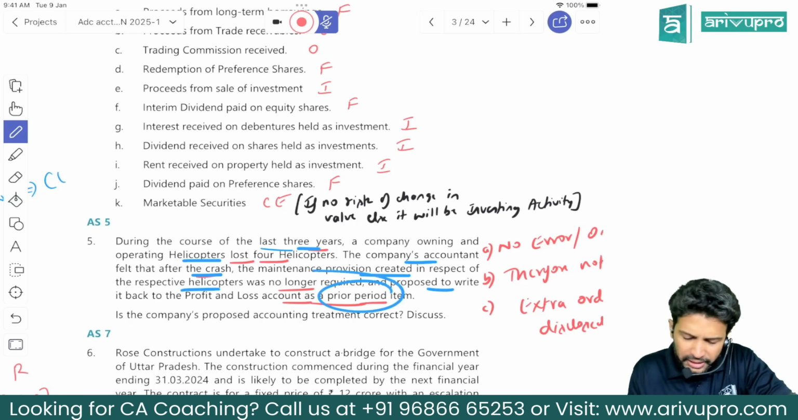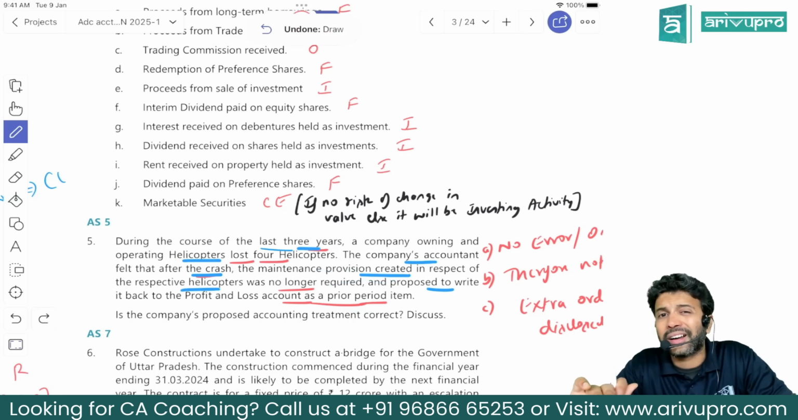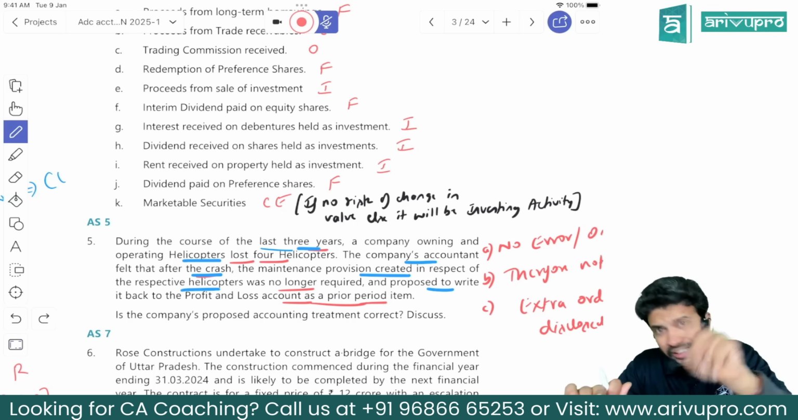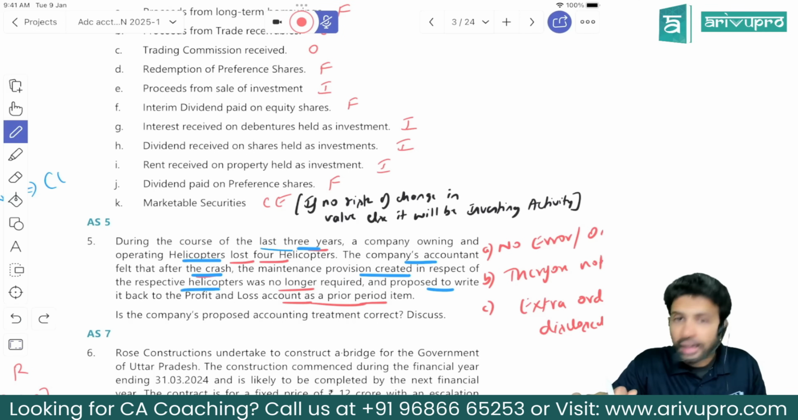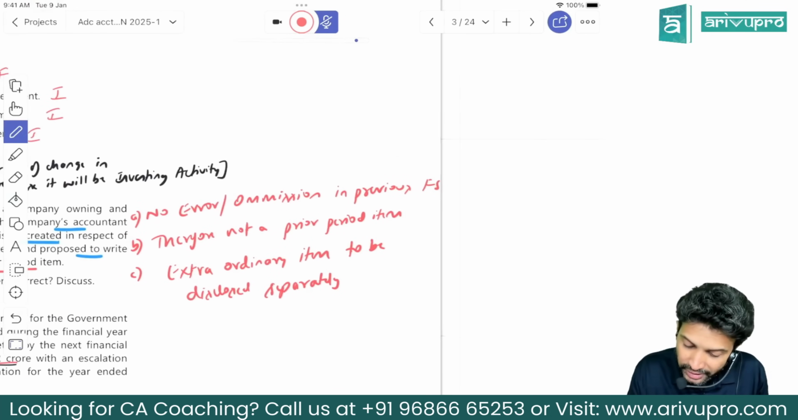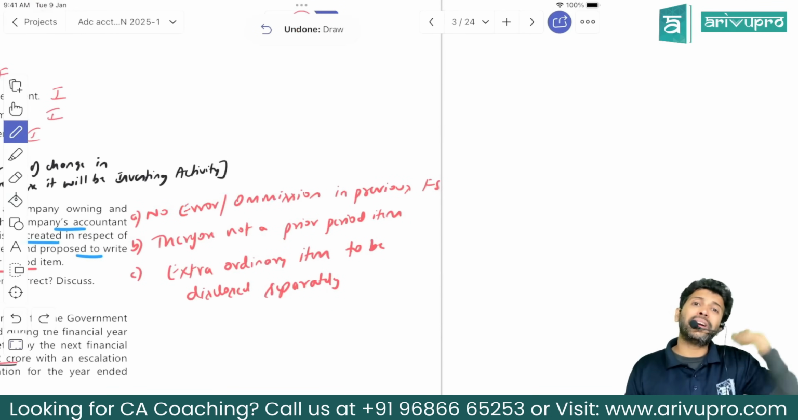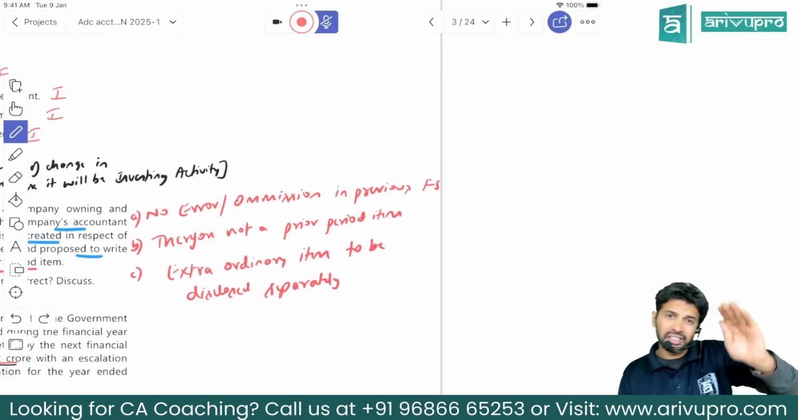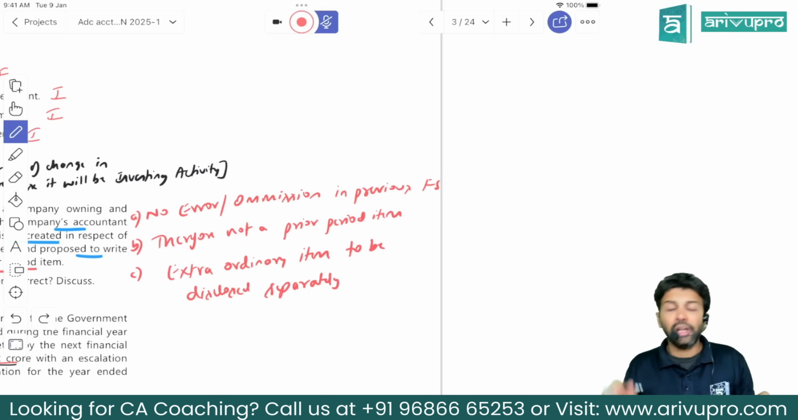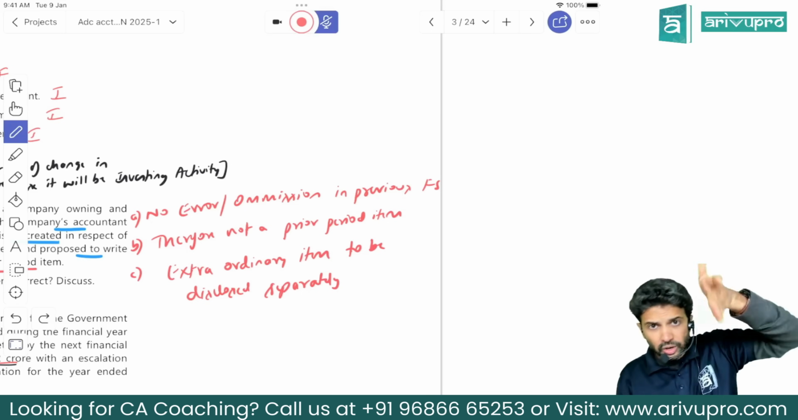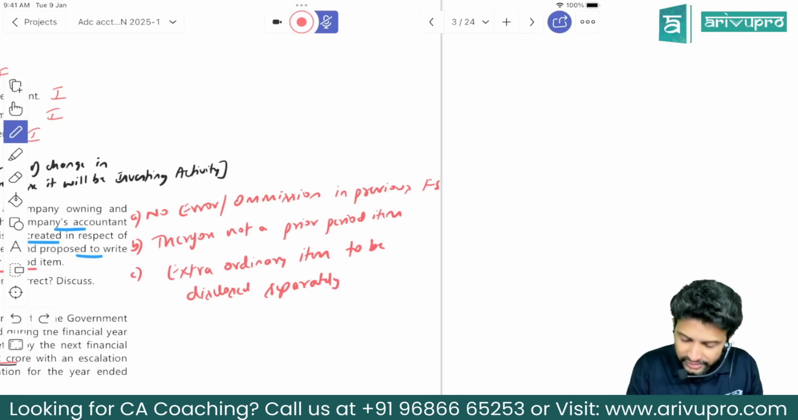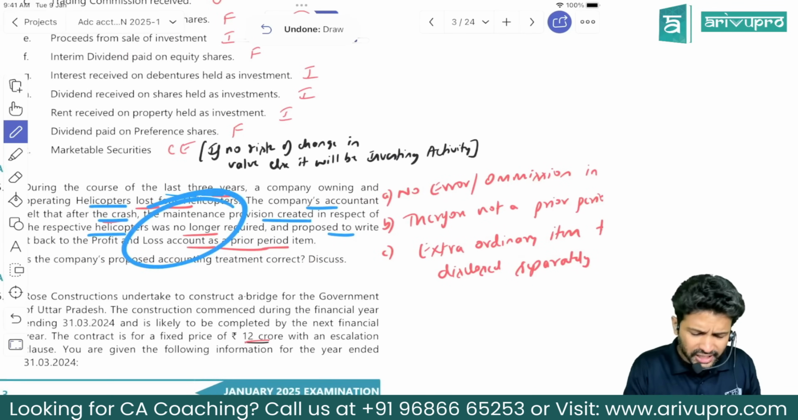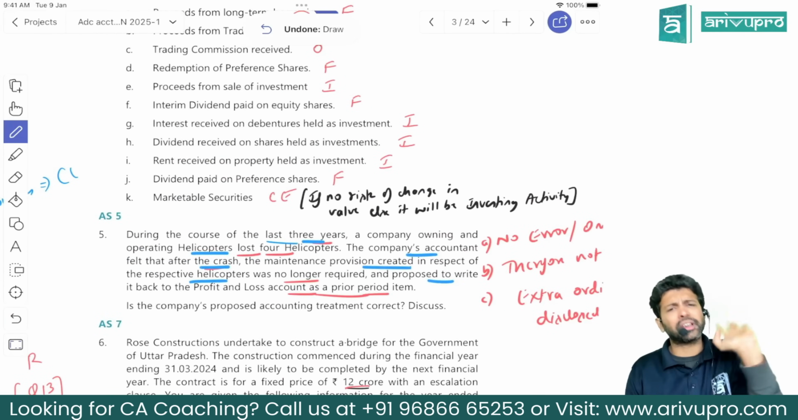Sir, first, what is the definition of prior period item? Prior period items are those income and expenses which arise in the current year due to some errors or omission that you committed in the preparation of previous financial statements. In the last year or in the last many years, we don't know. You have done some mistake, and that mistake you identified in the current year. Such a component we call a prior period item.